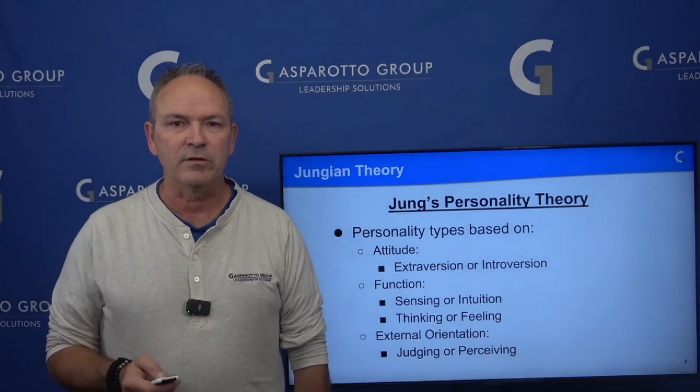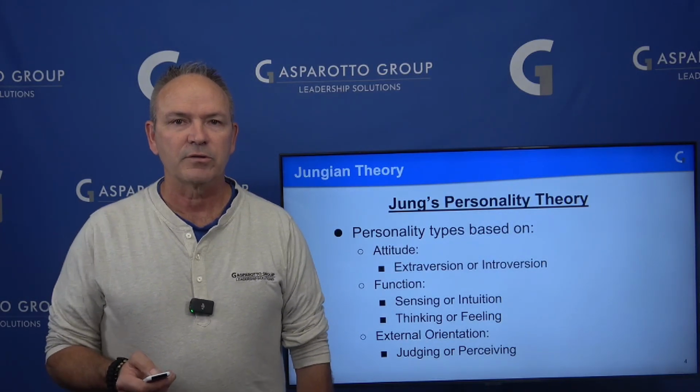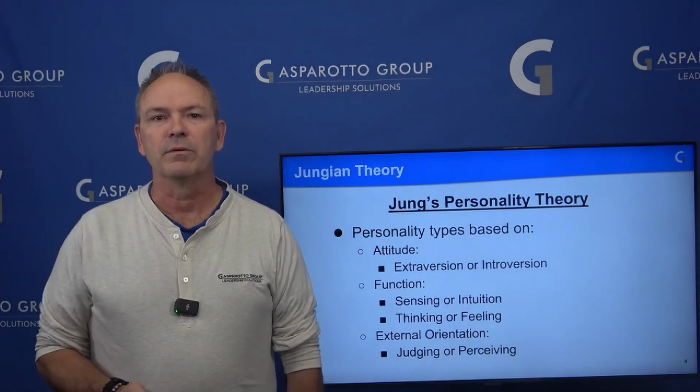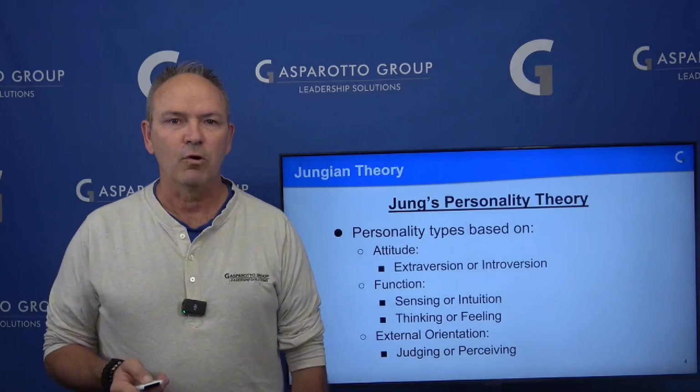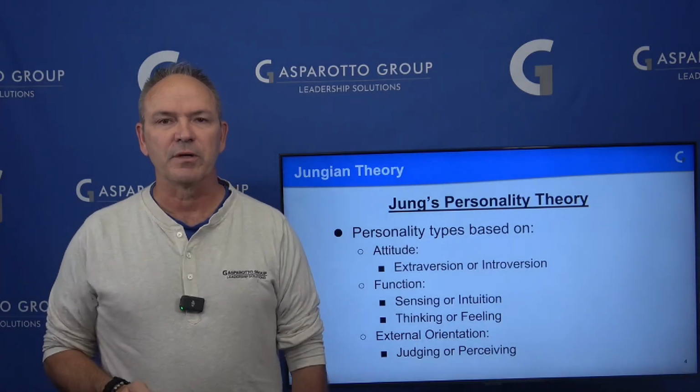The third factor is orientation, specifically external orientation. This describes how we approach the outside world. We can be either judging, preferring structure and organization, or perceiving, preferring flexibility and spontaneity.